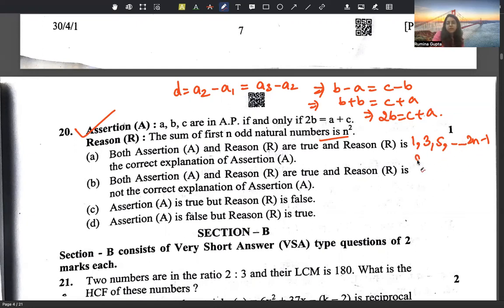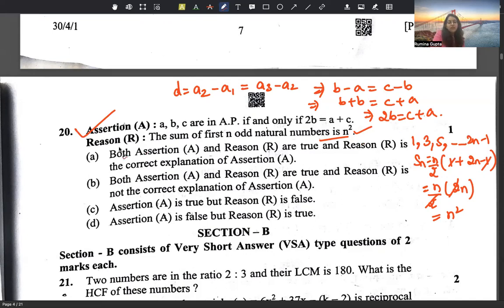So let's apply the formula for Sn. That is n by 2 into a1 plus L. 2n minus 1. 1 and 1 cancel. What are you left with? n by 2 into 2n. 2 and 2 cancel. What is left? n square is left. Yes. Sum of first n odd natural numbers is n square.